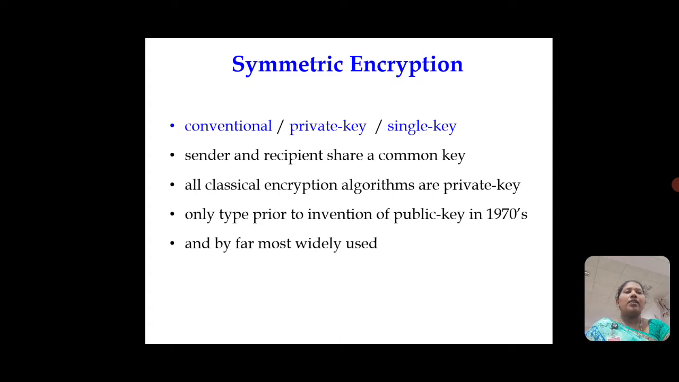Now we will see the other names for symmetric encryption. You can call it conventional encryption, private key encryption, or single key encryption. As I told you earlier, the sender and the receiver share a common key through some distributed channel. All the encryption algorithms you use here to secure your message will use a single key, or a private key. This is the algorithm that was available prior to public key encryption in the 1970s, and symmetric encryption is widely used because you only need a single key.